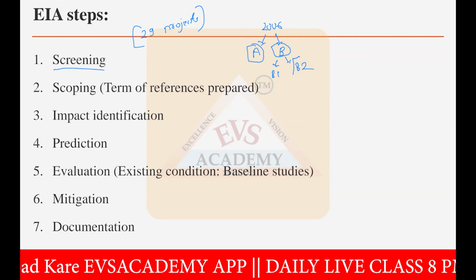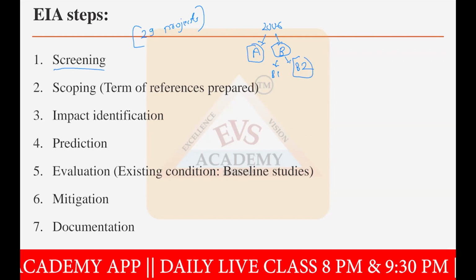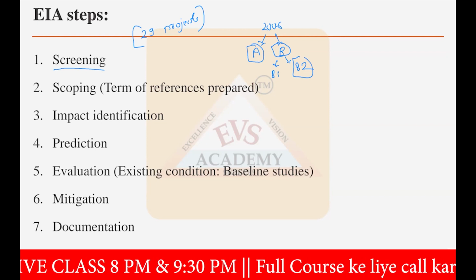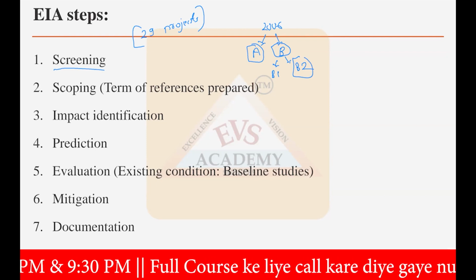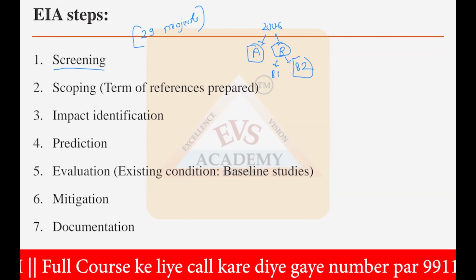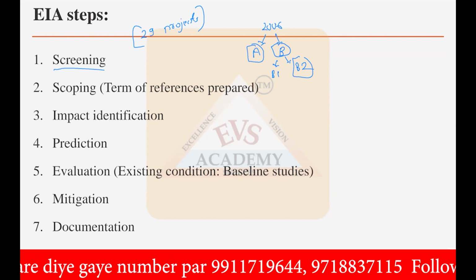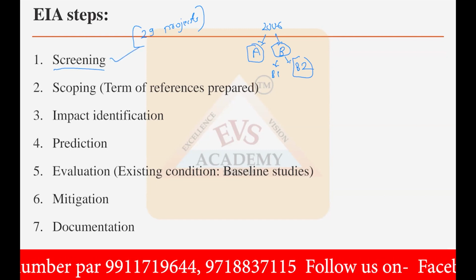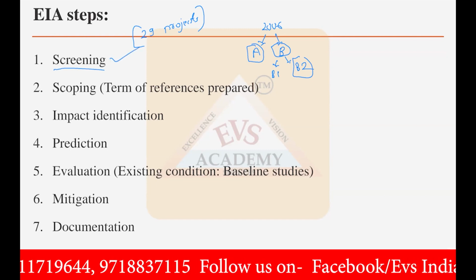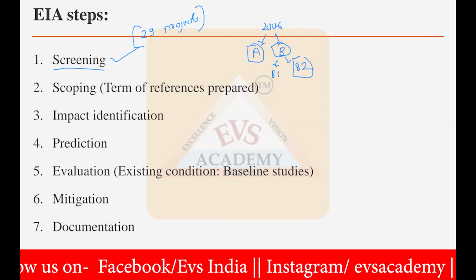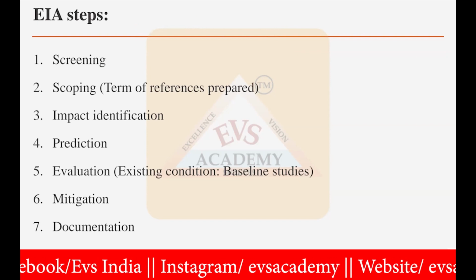And under this B2 category, you don't need EIA at all. Only under the B1 category will you need the EIA from the state government. So for that, you should know under which category your project is falling. And that is done with the help of screening. You have to screen, you have to classify, you have to find out under which category your project is coming. So that process is called the screening of the project.